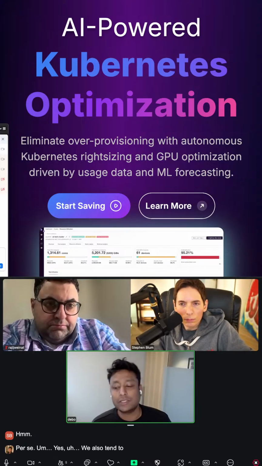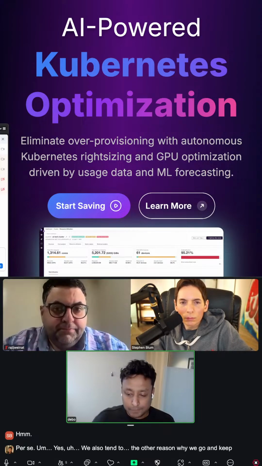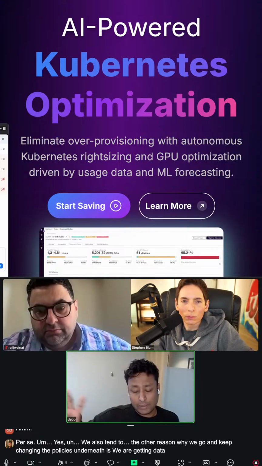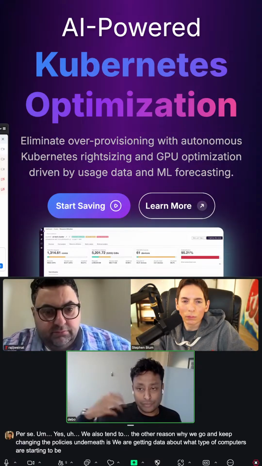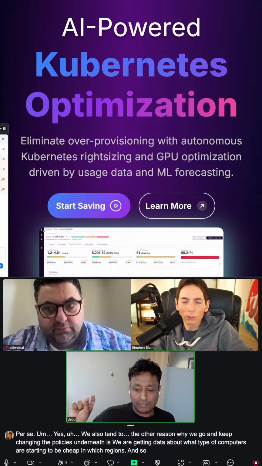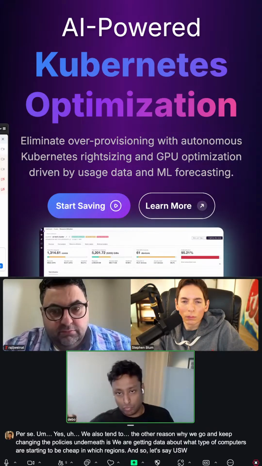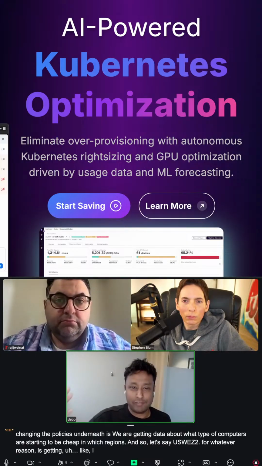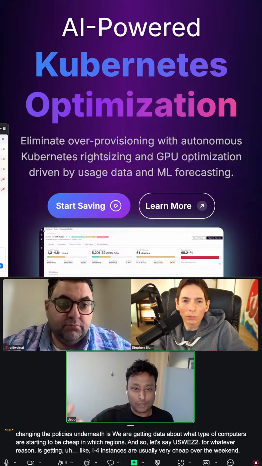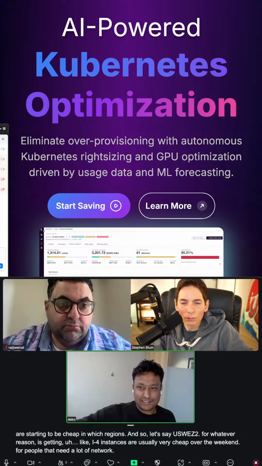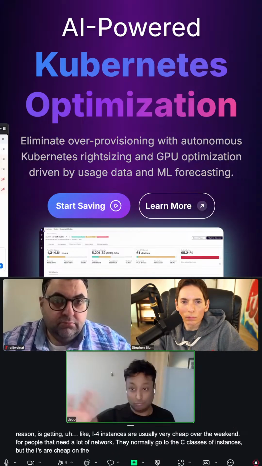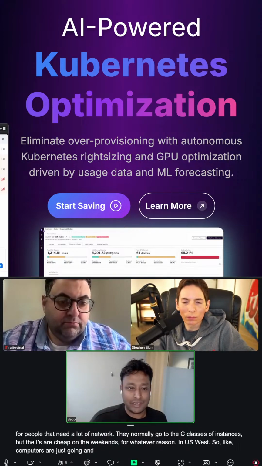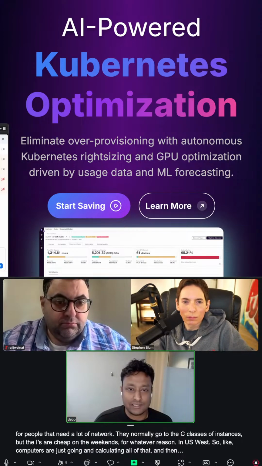We also tend to, the other reason why we keep changing the policies underneath is we are getting data about what type of computers are starting to be cheap in which regions. So let's say US West 2, for whatever reason, I4 instances are usually very cheap over the weekend for people that need a lot of network. They normally go to the C classes of instances, but the I's are cheap on the weekends for whatever reason in US West. So computers are just calculating all of that and then changing policies underneath.